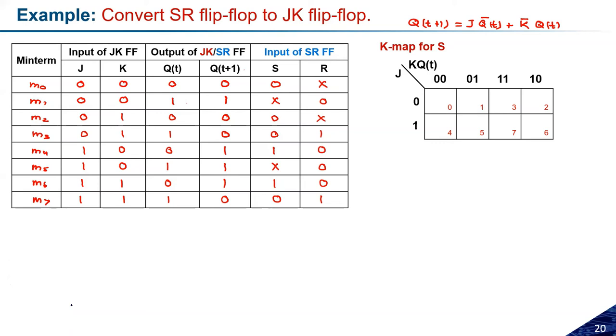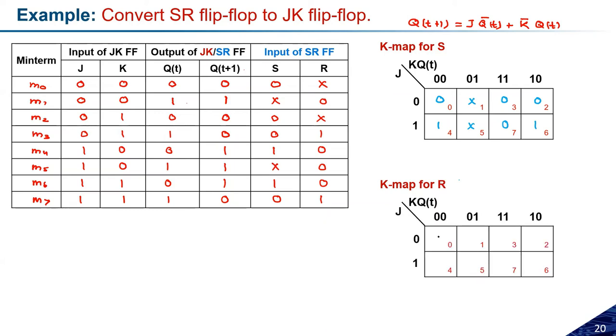If I want to make the K map for S, then it will be like 0, cross, 0, 0, 1, cross, 1, 0. So this is how we got these things, and this is what the K map will look like. Similarly, for R, we have already made for S. For R, we have to follow the same kind of procedure. So it will be cross, 0, cross, 1, 0, 0, 0 and 1. So this is how the K map for R will look like.